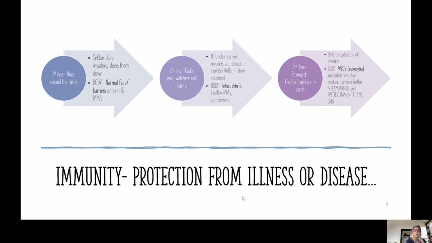It's an inflammatory response and starts to trigger the notification of the third line of defense, the strongest knights and soldiers in the castles, also known as the white blood cells, the leukocytes, to come to the aid and defense of the body. And this is where the leukocytes can capture and kill the invaders instead of just circling them and getting to the surface to defend against them. They'll actually start killing them, and the specific immunity will also be developed.